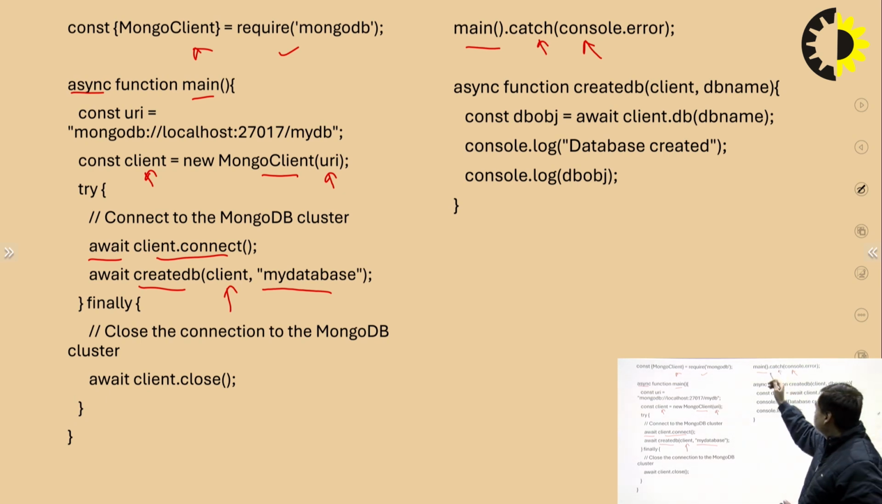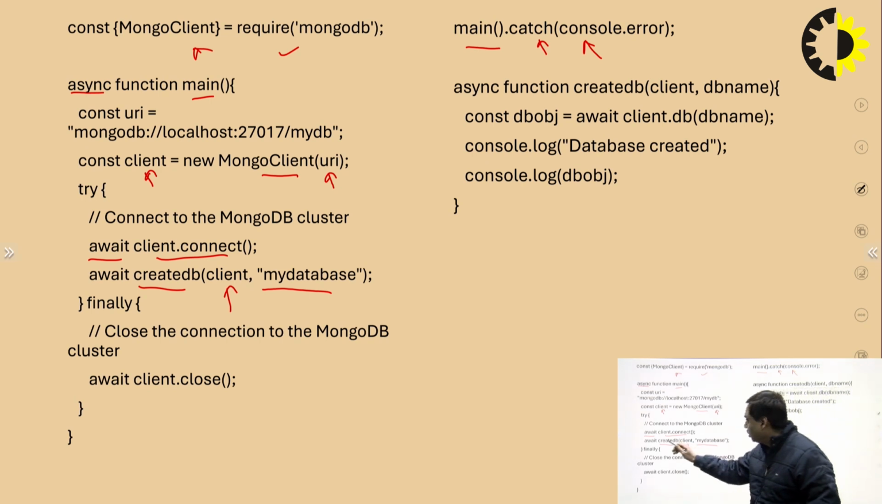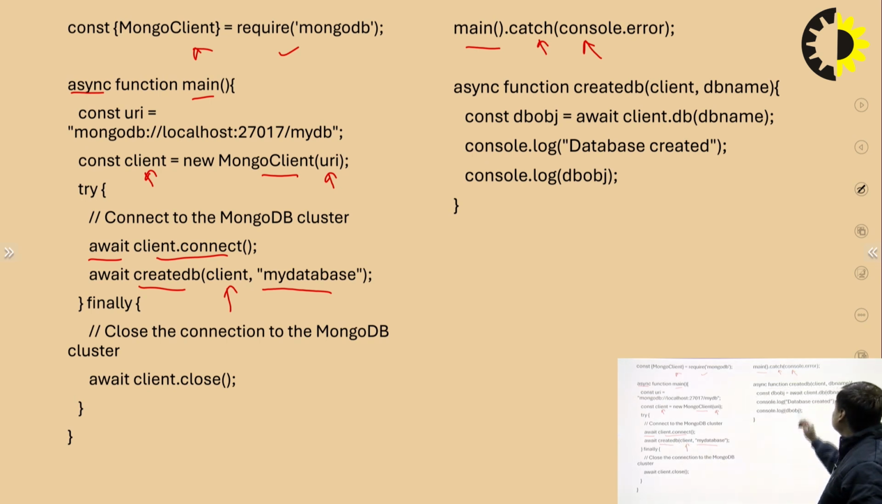So when this function is executed, it will make the connection and then it will call the function createDB. So this is the createDB function. When it is called, it will come here and execute the instructions of createDB. It is taking two variables. One is client, second is database name. The client is the object which is connected with MongoDB, and dbName is the name that we want to use to create a database in MongoDB.